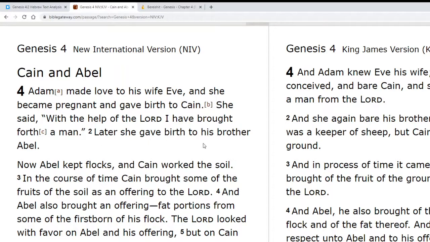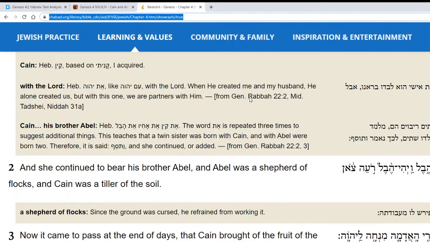NIV: Later she gave birth. So they're saying that Tosef, right, is saying later, I guess? I'm not sure. Later she gave birth to his brother Abel. Now Abel kept flocks, and Cain worked the soil. Okay, let's see what Chabad does with verse 2.